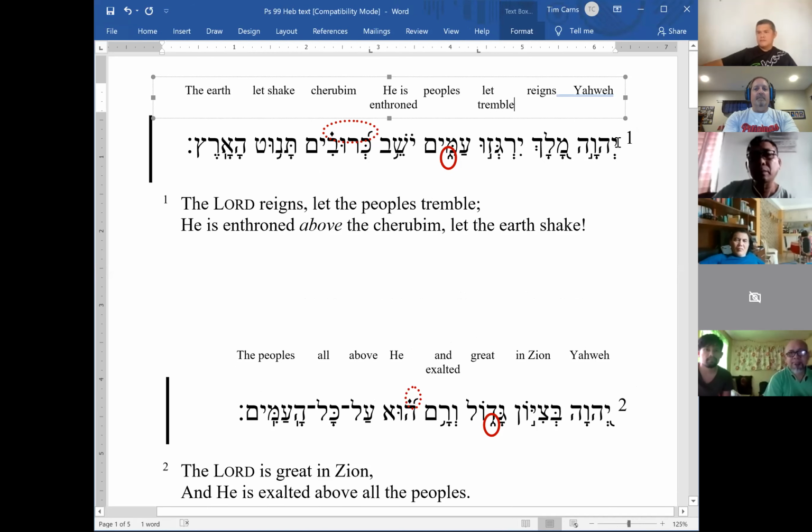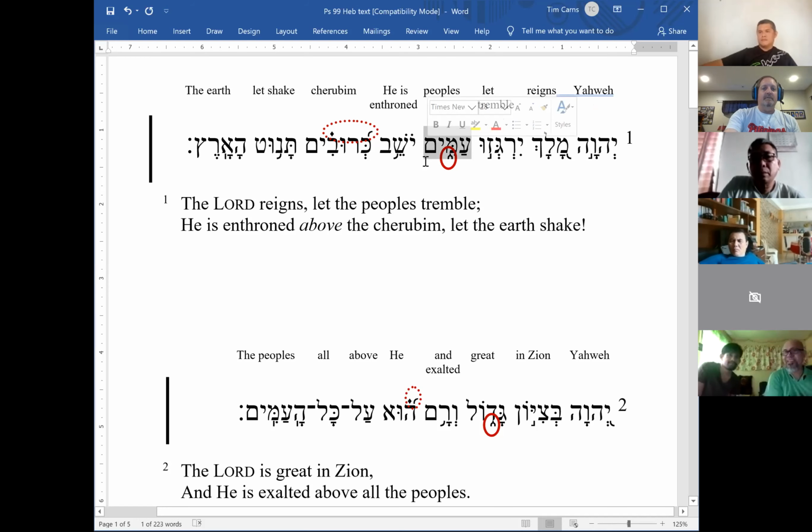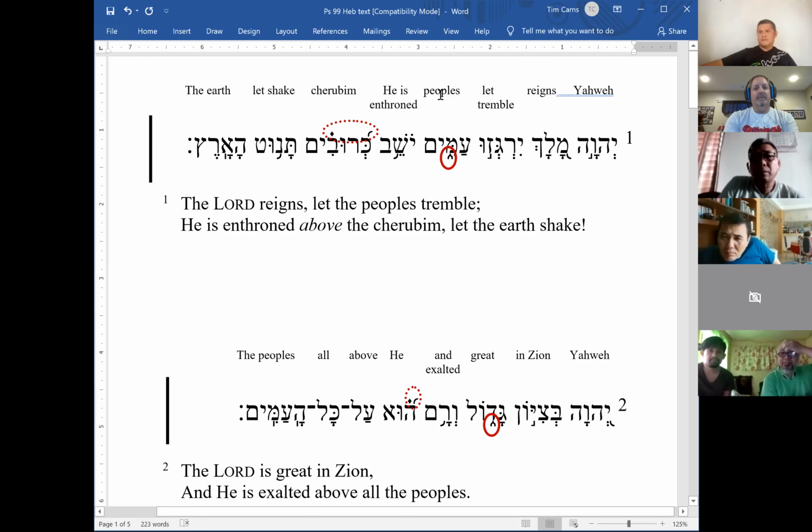So notice, and remember, Hebrew is read right to left. So if we look at the Hebrew here, we have Yahweh, and this is the verb next to it, reigns. He reigns. And then this is the verb, let them tremble. Let them shake, shiver. And then the next word is people. So can you guys see above the Hebrew word, the literal translation?